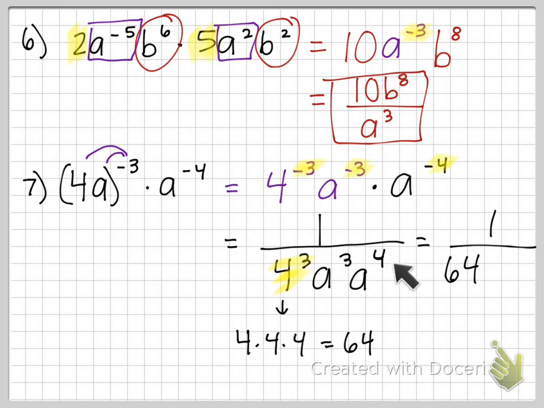And we can add these exponents because they're both a. A to the 3rd, a to the 4th, that's a to the 7th. And that's your final answer.